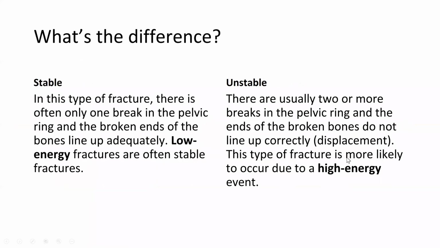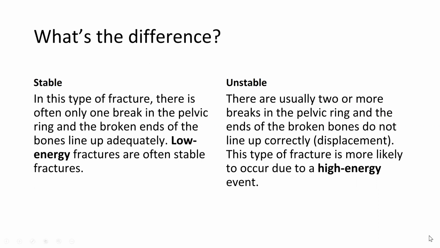And why do we care about this? In the stable fractures, we often have only one break in the pelvic ring, and the bone ends line up quite nicely, and they're often from low energy fractures. The unstable ones usually have two or more breaks in the pelvic ring, and the ends of the broken bones don't line up correctly, so they need more surgical intervention. This type of fracture is more likely to occur due to a high energy event.